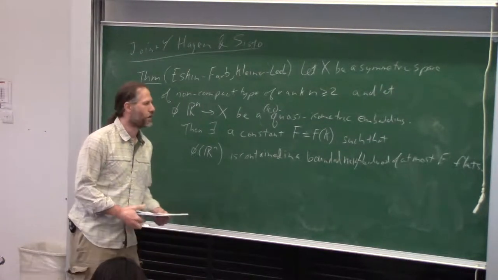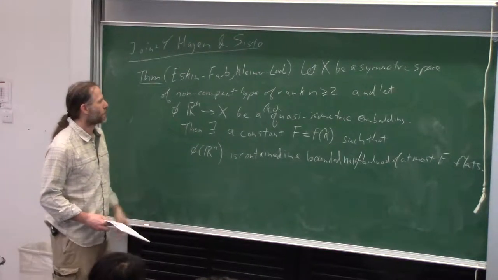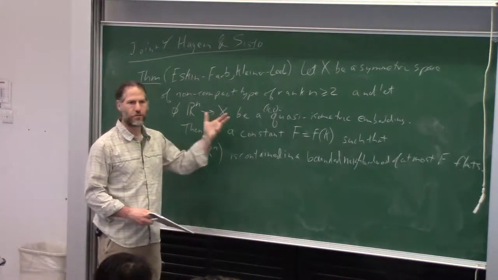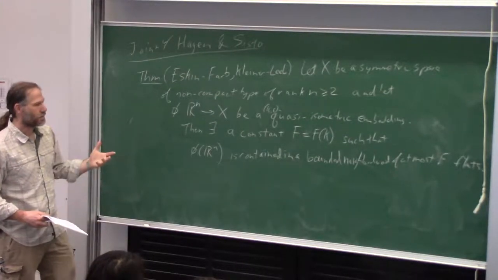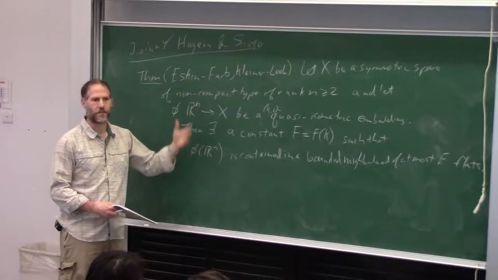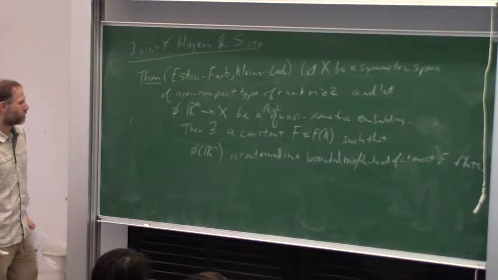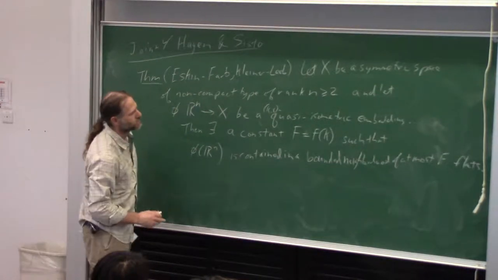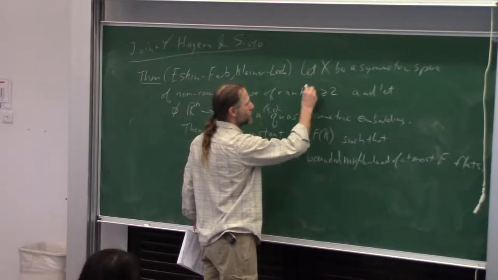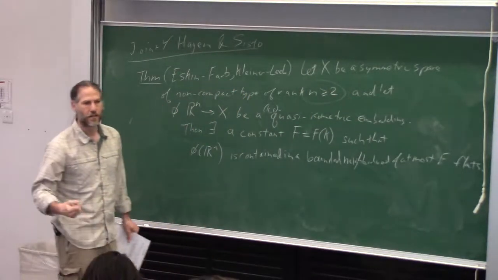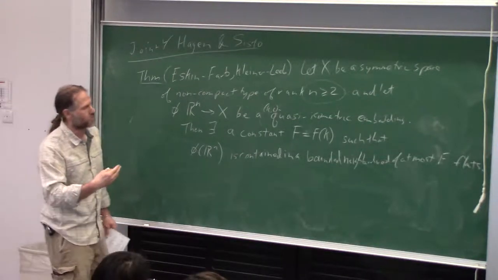They proved that because they wanted to understand the geometry of symmetric spaces. As a consequence, Eskin and Farb gave a new proof of quasi-isometric rigidity for lattices in higher rank symmetric spaces. So this is a very powerful theorem. It actually comes as a generalization of something else. I've stated this for n greater than or equal to 2, but the history of this theorem goes back to the case when n equals 1.